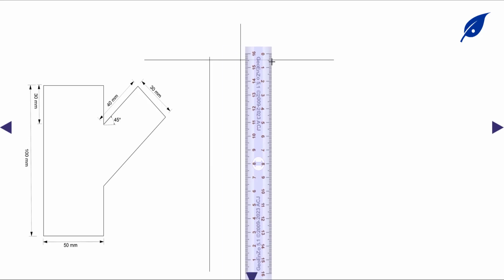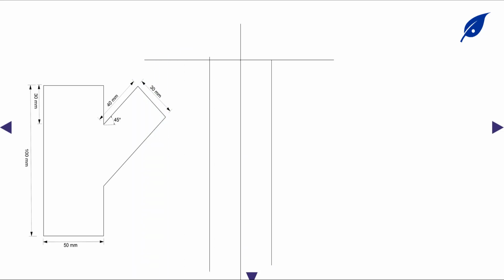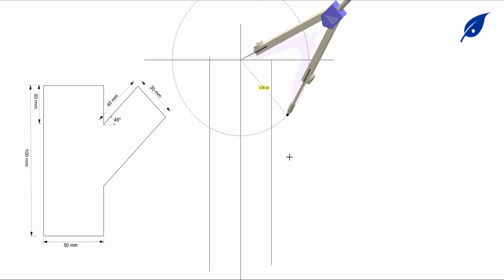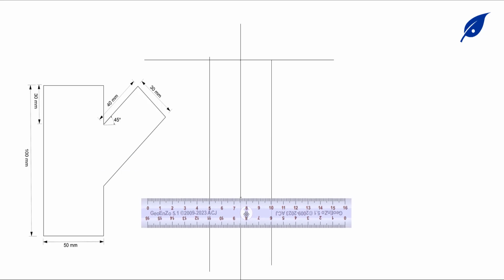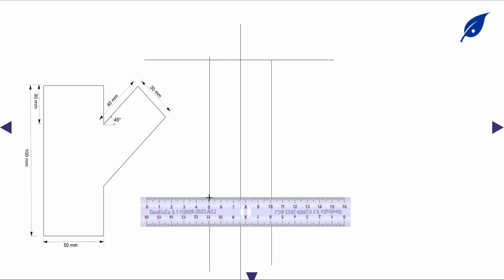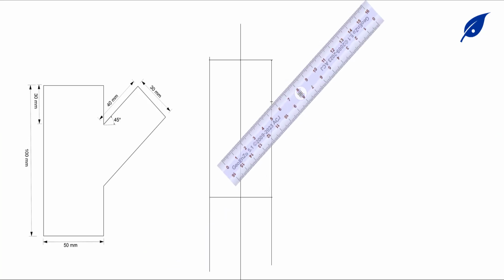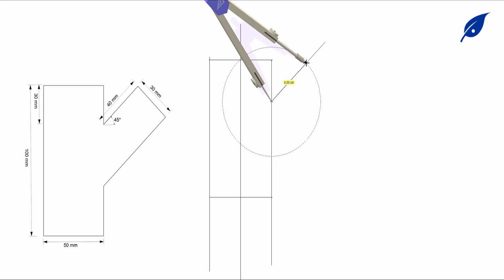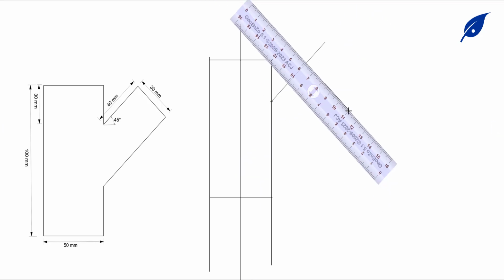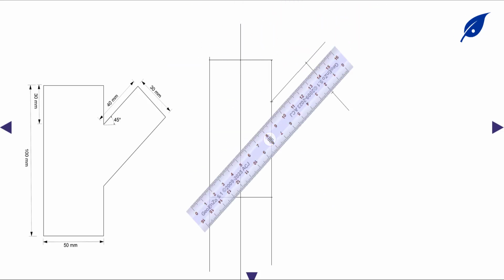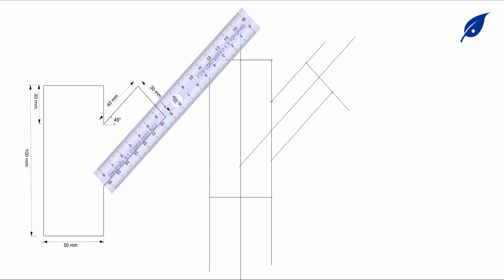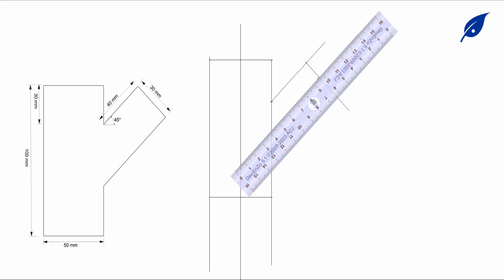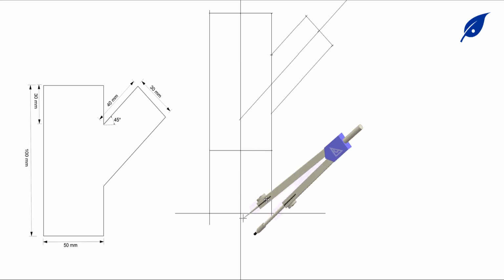The dimension of the base of the cylinder is 50 millimeters. Then the height of this cylinder is 100 millimeters. Now from this, we have the distance from the top to this point, which is 30 millimeters. Then the angle here is 45 degrees and the distance there is 40 millimeters. We draw the perpendicular line to that point. Draw the line at the midpoint here.